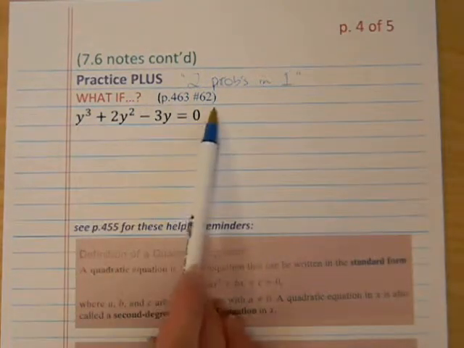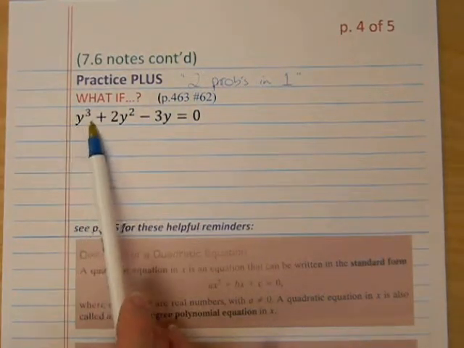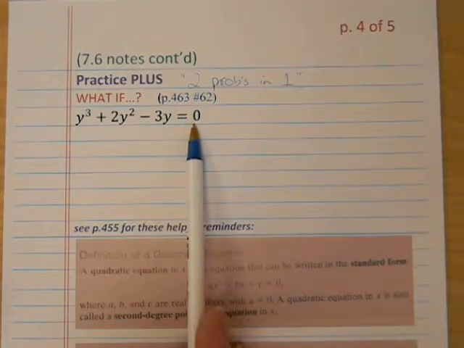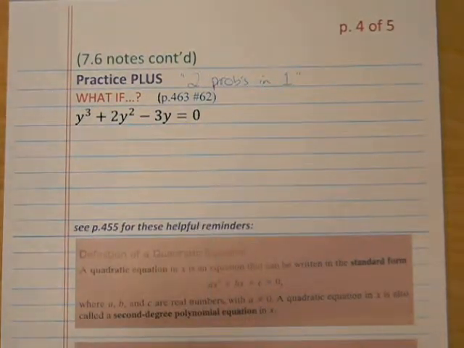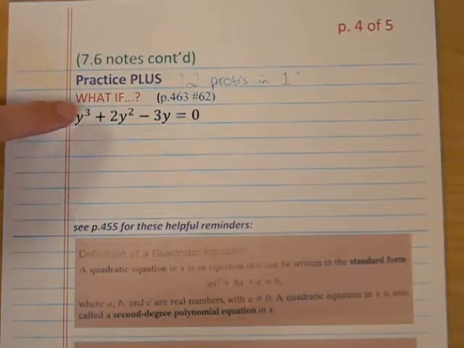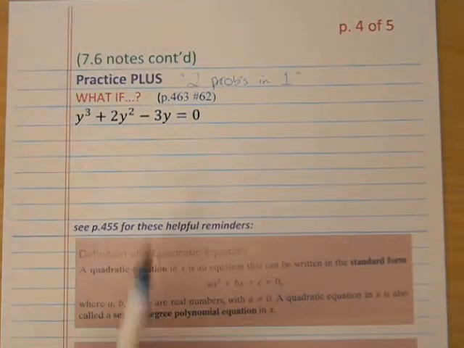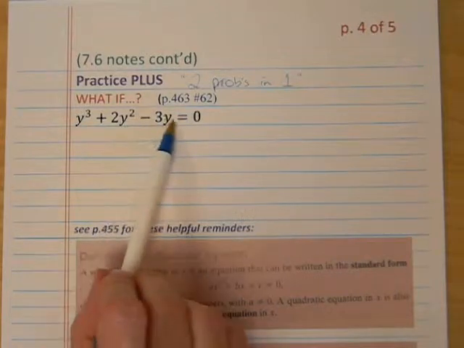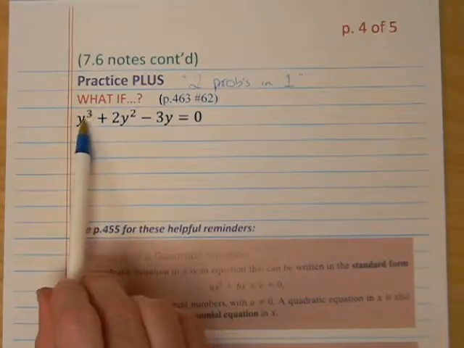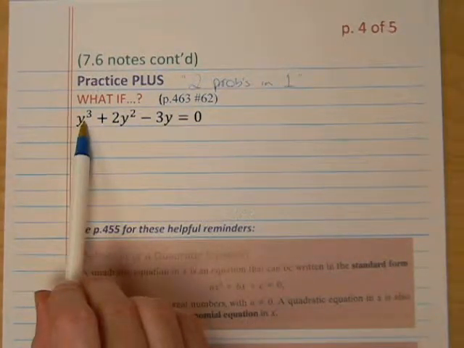What if they showed you something like number 62, y cubed plus 2y squared minus 3y equals 0. Again, a great way to start when you aren't sure what to do, if it looks really different than what you've been used to or getting better at as you go along, is to ask what's so different about this one? Well, to me what stands out right away is there's a y involved in each one. It's not a quadratic equation.